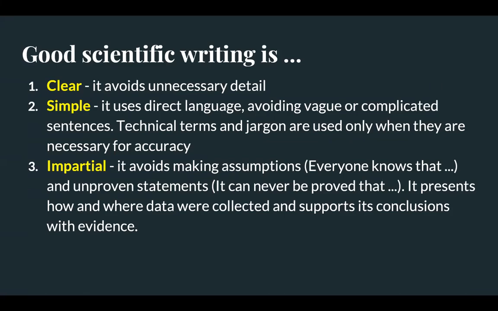So just to review what we've gone over, good scientific writing is clear. You want to avoid unnecessary detail. It's simple. You want to use direct language. So don't use jargon if you don't need to use jargon. It should be impartial. So avoid making sentences that are filled with assumptions. So everyone knows, for example, or it can never be proven. That's another example.